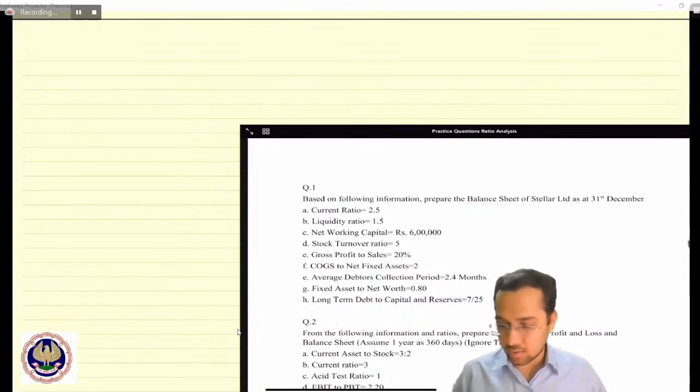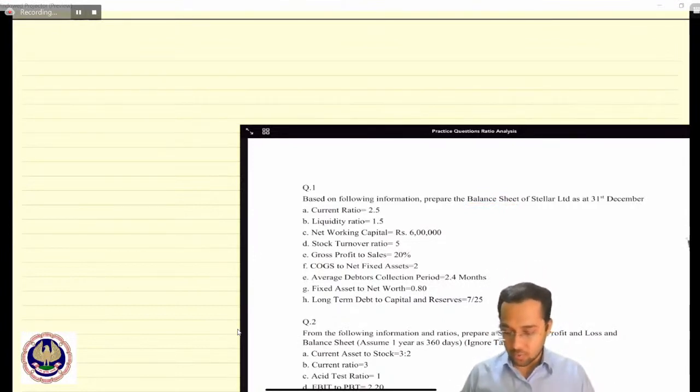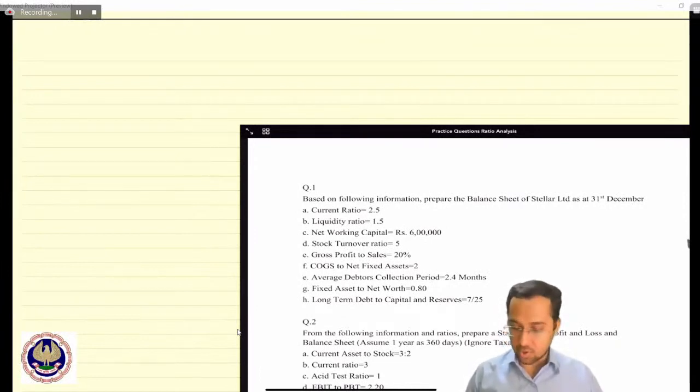Now, my suggestion for you is that whenever you have this sort of preparation of a balance sheet, what you should ideally do is have an idea of a rough balance sheet in your mind, and then go ahead with it.